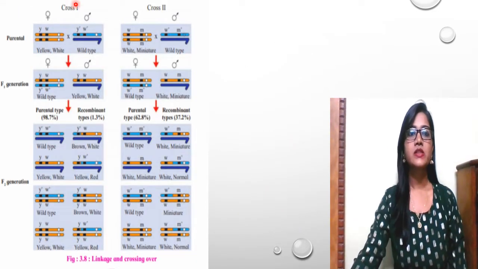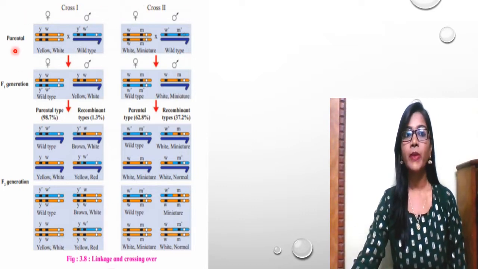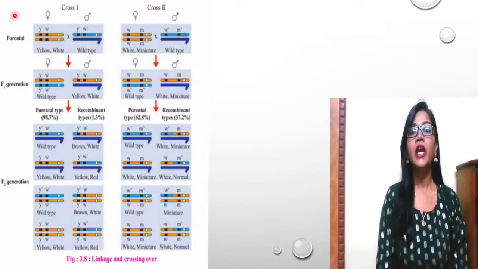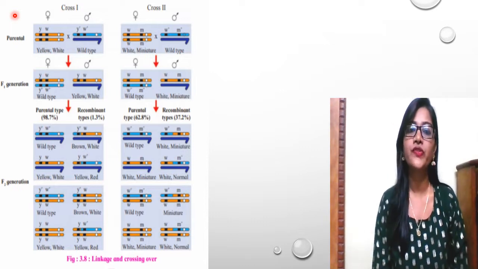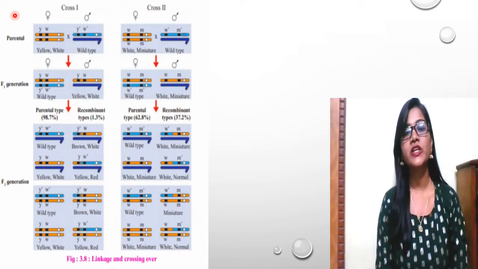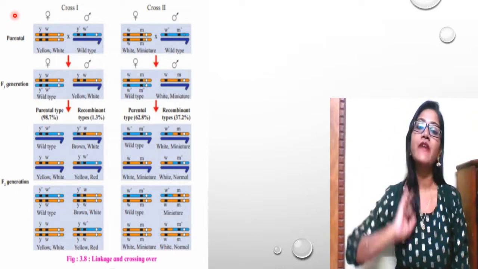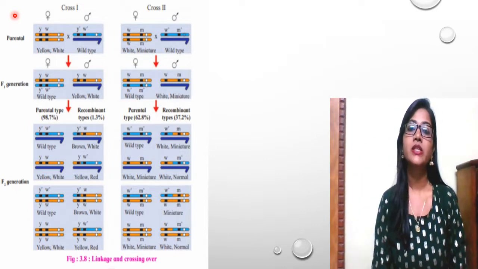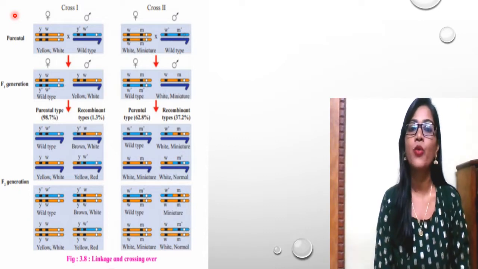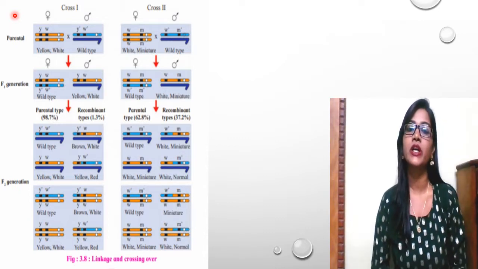So this is cross 1 and this is cross 2. What Morgan actually did, he used Drosophila, the fruit fly, for his experiments, because Drosophila can easily be cultured in the laboratory and its lifespan is short, about 2 weeks. Moreover, it has a high rate of reproduction.